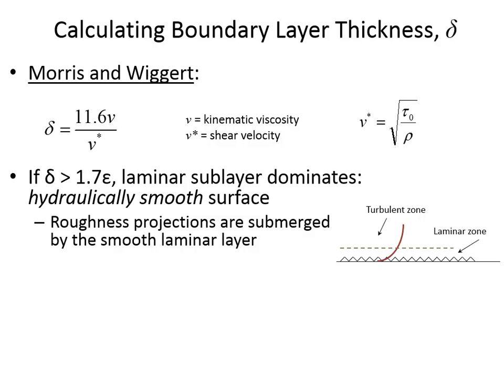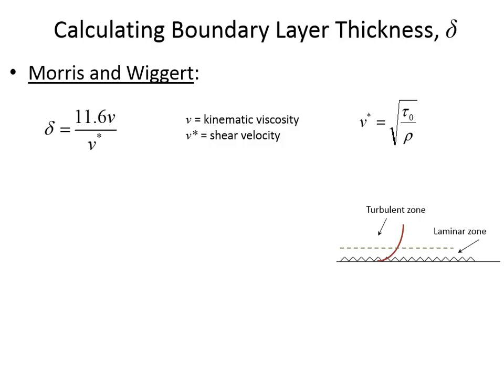Let's say that we have, first of all, this empirical equation for calculating the thickness of that layer. It's called the Morris and Wiggert criteria. It relies on the kinematic viscosity of the fluid, which is a property that varies with temperature and fluid. Water's is 1 × 10⁻⁶ meters squared per second at standard room temperature conditions.